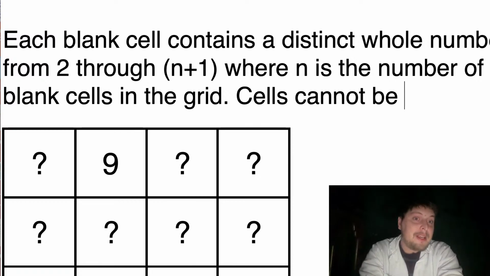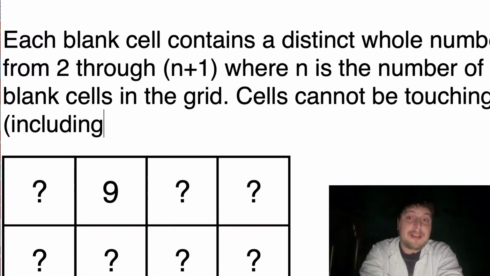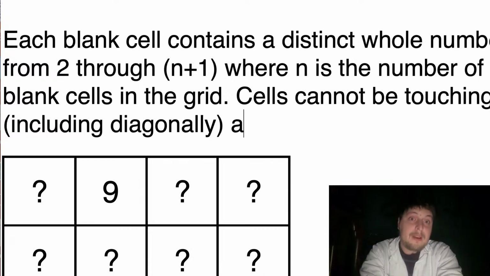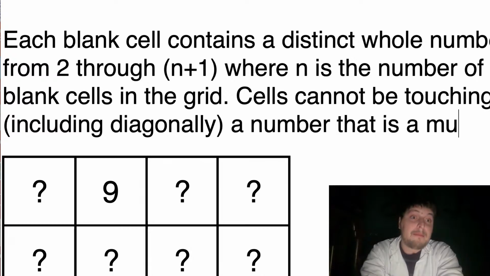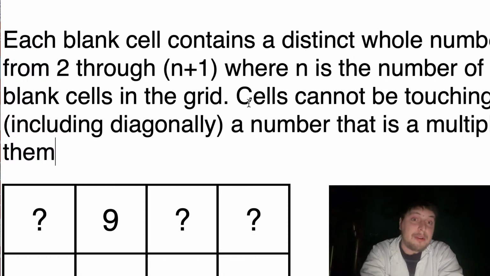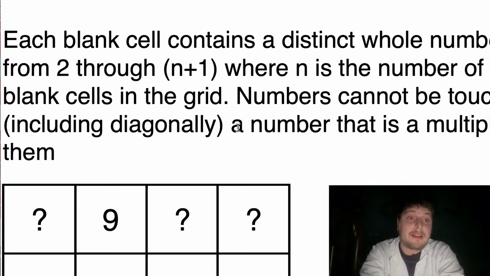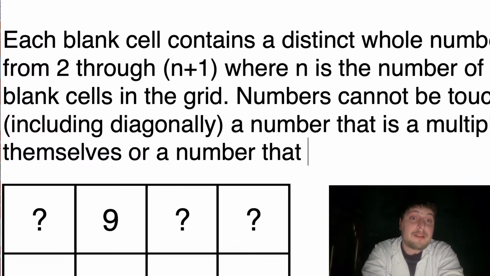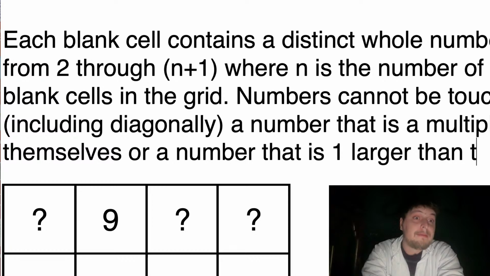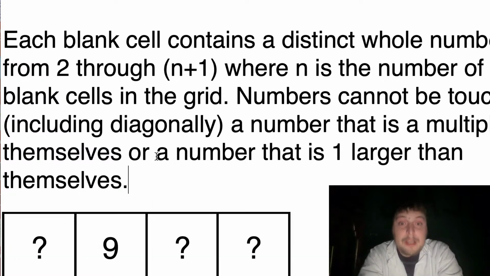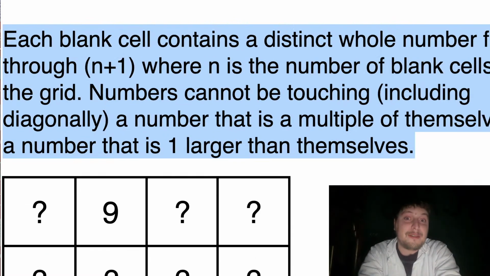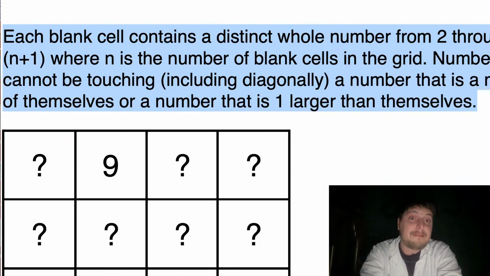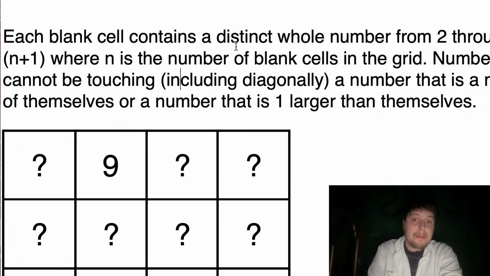Cells cannot be touching, including diagonally, a number that is a multiple of, I guess I'll say numbers cannot be touching, including diagonally, a number that is a multiple of themselves, or a number that is 1 larger than themselves. Now that's all our rules we need. It encodes, or implies, all of the other rules that we need.